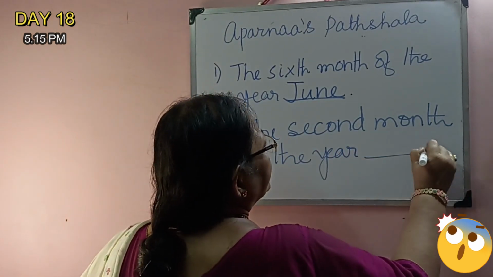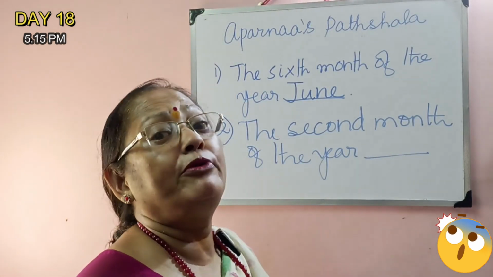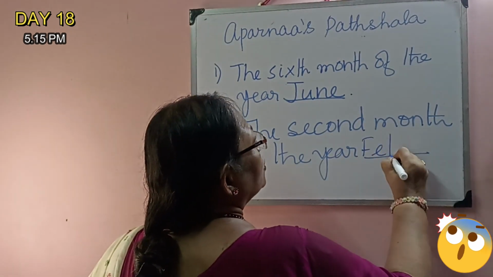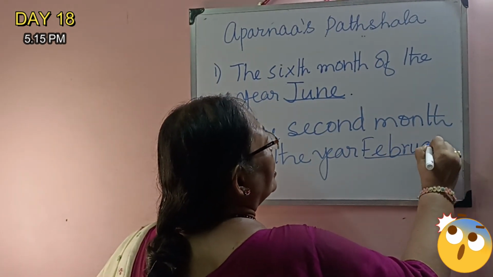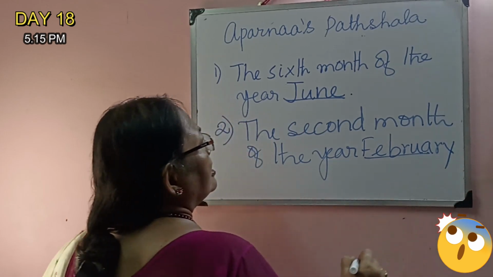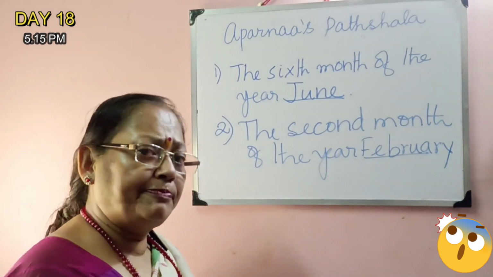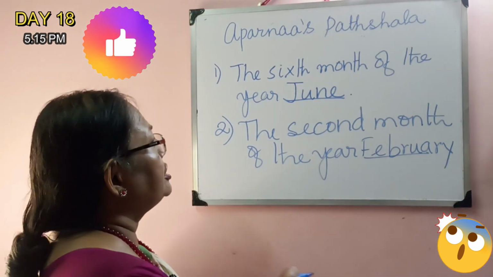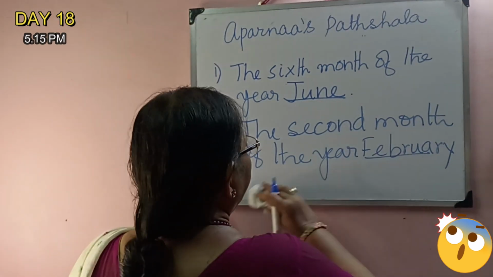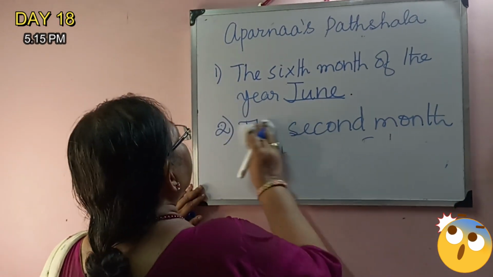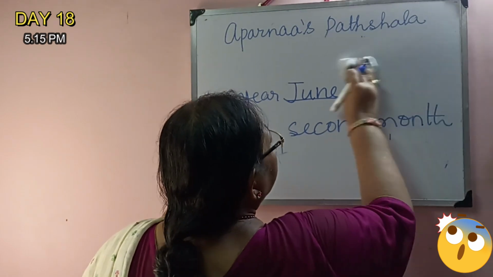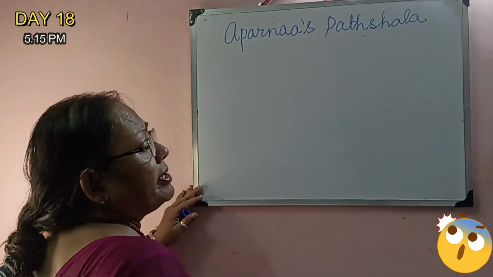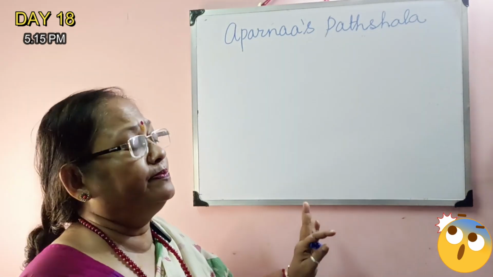What is that? January, February. F-E-B, Feb, R-U-A-R-Y, February. So you got the point. This is very easy. Another type of questions may come. Again I am erasing it. Erasing, rubbing. I am rubbing the board.